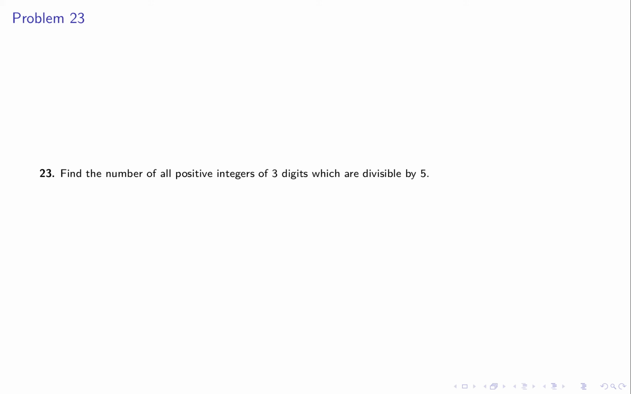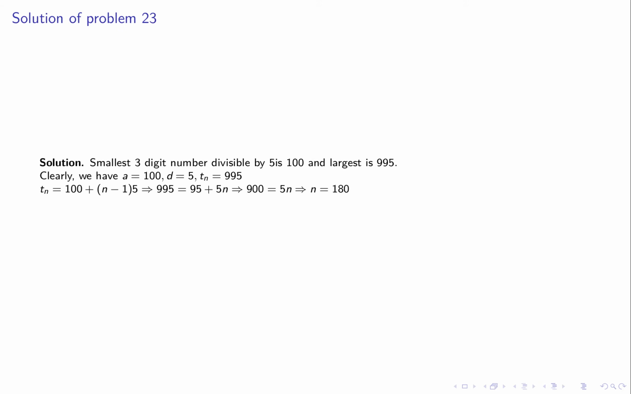The 23rd problem is: find the number of all positive integers of 3 digits which are divisible by 5. This is a simple problem. The smallest 3-digit number divisible by 5 is 100 and the largest is 995. So we have A equal to 100, D equal to 5 and Tn equal to 995. We substitute that into the formula for Tn and we arrive at the value n equal to 180.